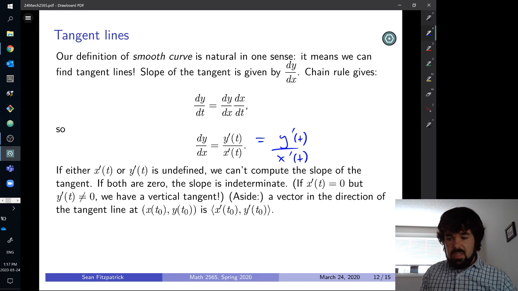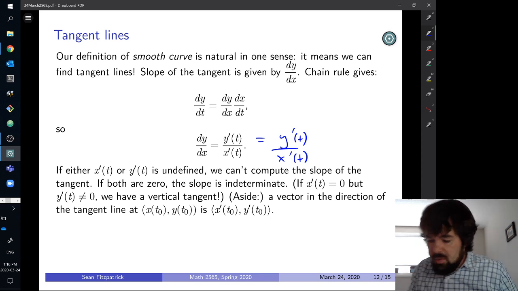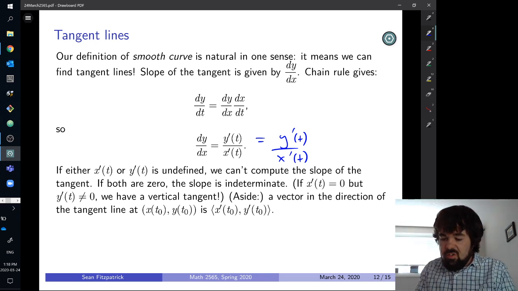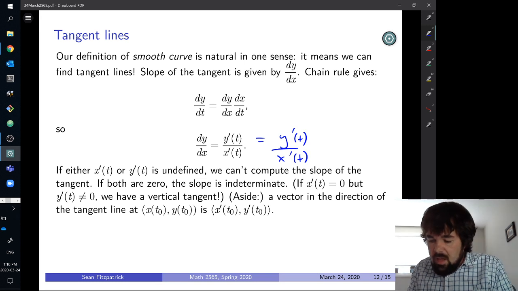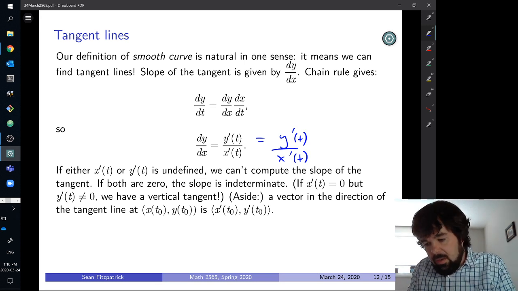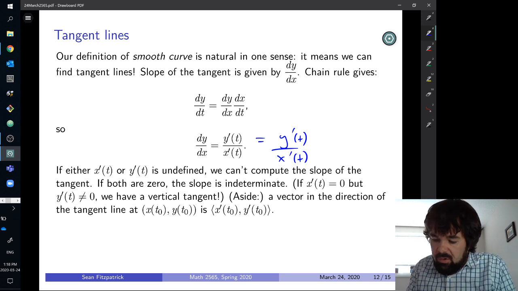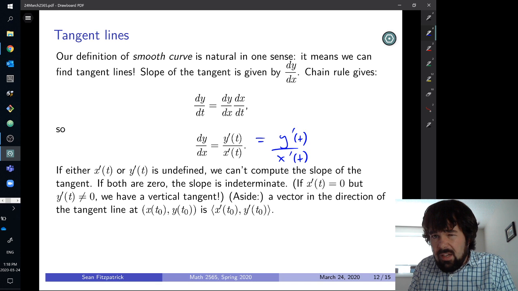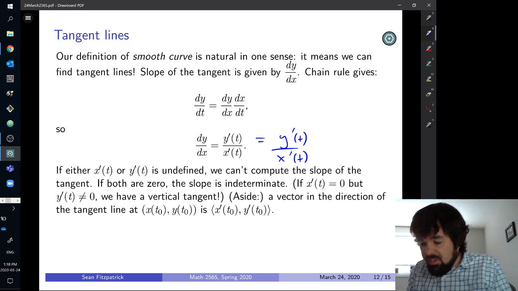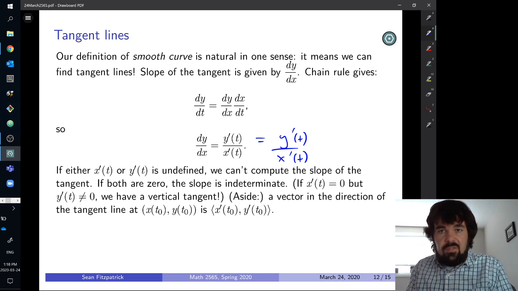X of t, y of t, and now you've got a point, you've got a slope, you've got enough information to get the tangent line. Okay, a few things to notice. We can find horizontal and vertical tangents this way, right? Horizontal tangent, we know dy/dx should be 0. In this case, that means y prime is 0. So if y prime is 0, horizontal tangent. On the other hand, if x prime is 0, well, that's like a vertical tangent, right?